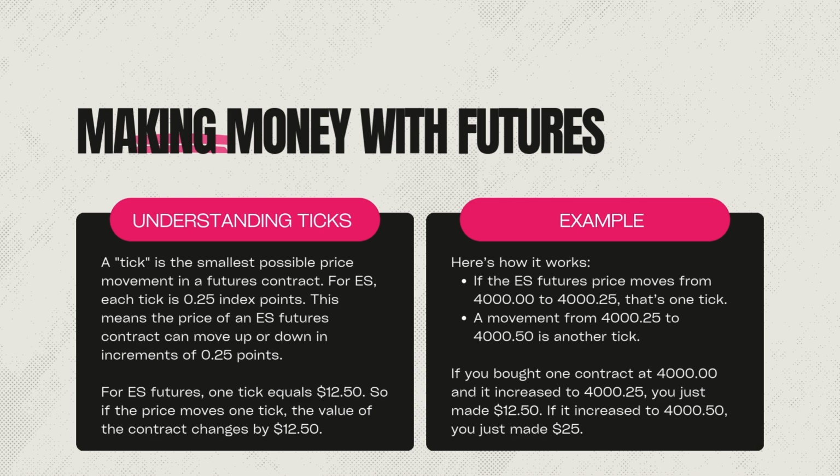Now, the way this translates into money is that for ES futures, 1 tick equals $12.50. So for that same example, where your contract moved from 4,000 to 4,000.25, if you had an order in on that contract, you would make $12.50 because it moved 1 tick. Now, if it moved from 4,000 to 4,000.50, then you just made $25, because we're doing 12.50 times 2. Okay?